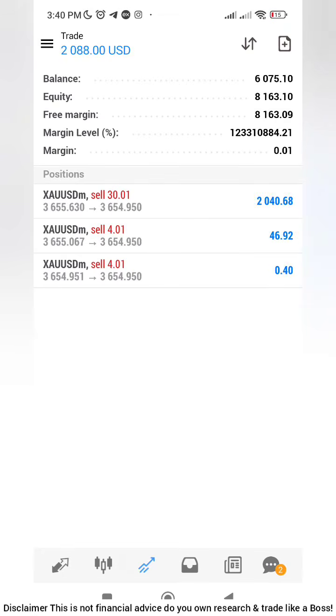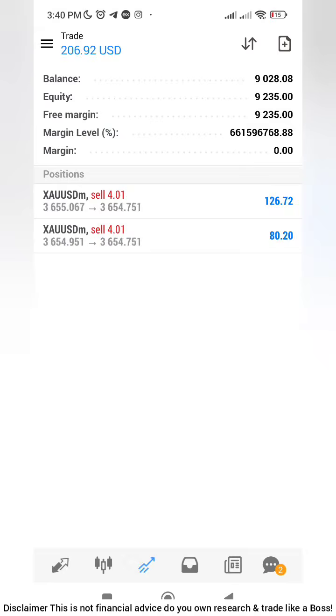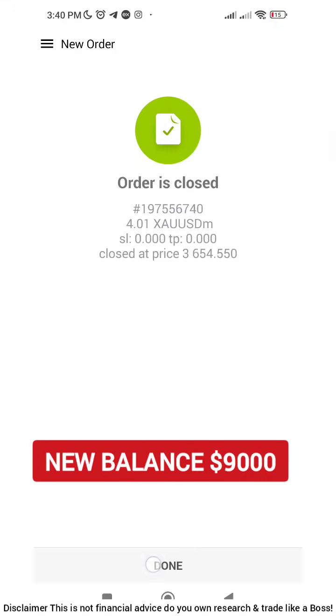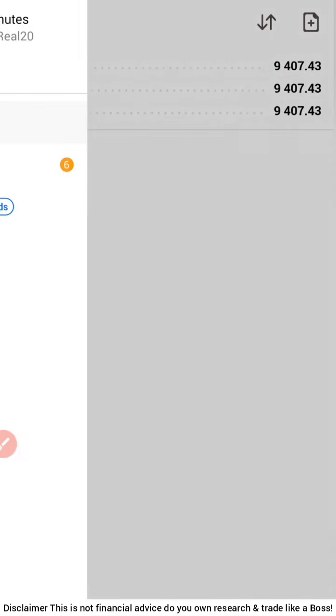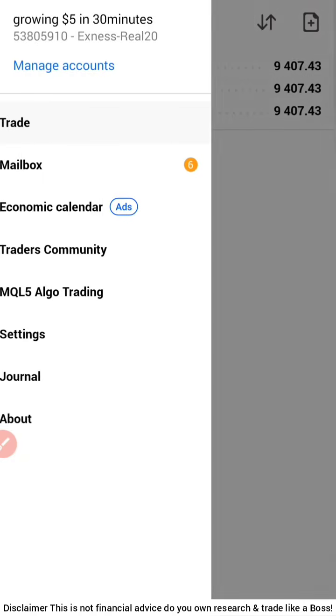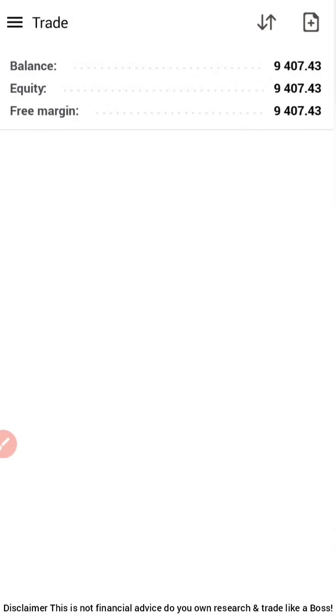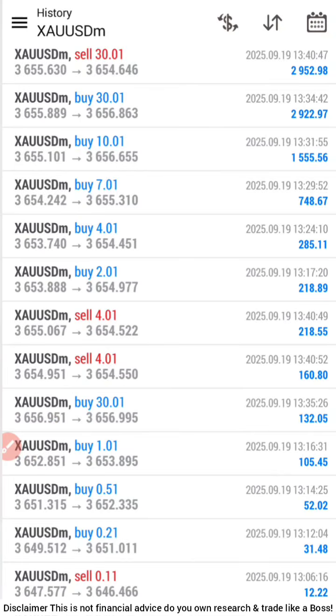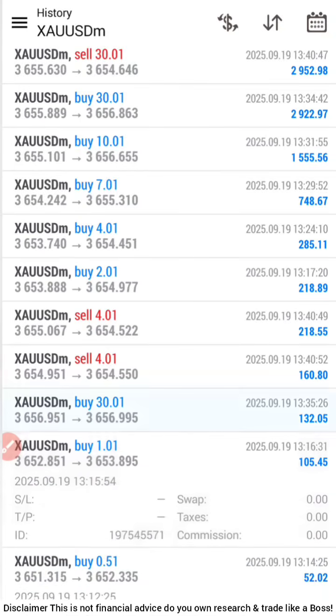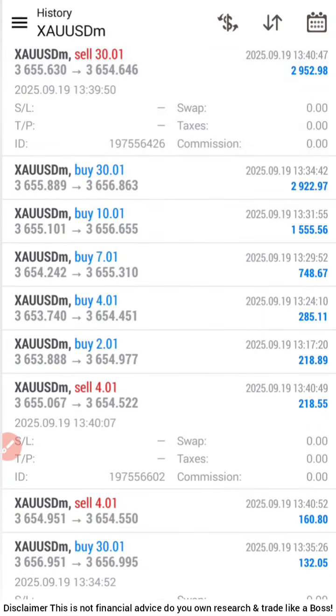And once we hit our target, we close the trades, and now we can officially say we have raised a $5 account into $9,000. As you can see, this is the trading account. We started with only $5 and now we are sitting at $9,407. And these are all the trades that we took from the first one up to the last one, which took us to $9,000.